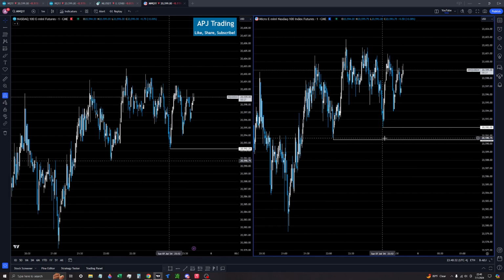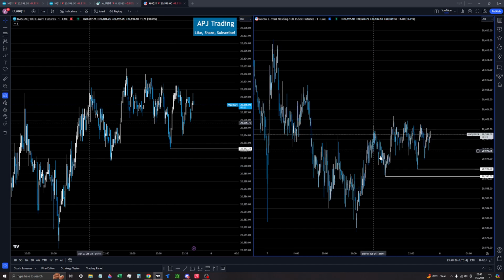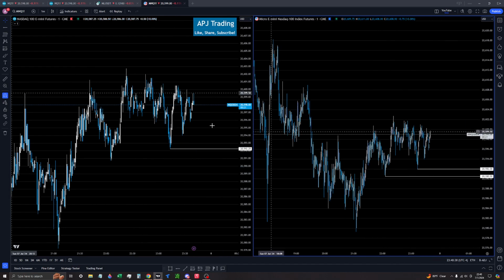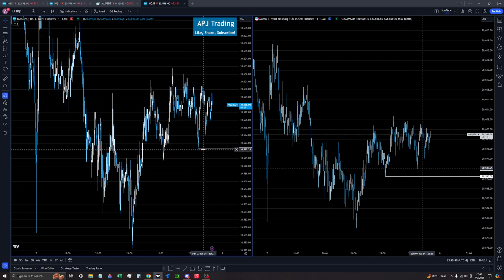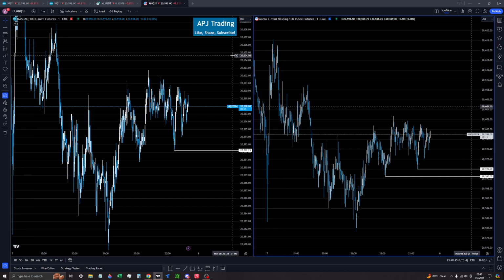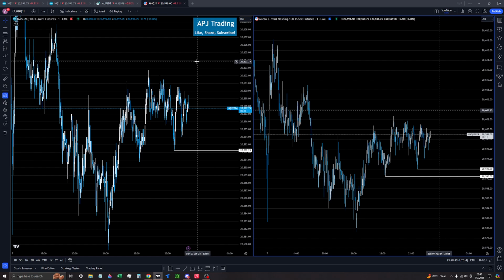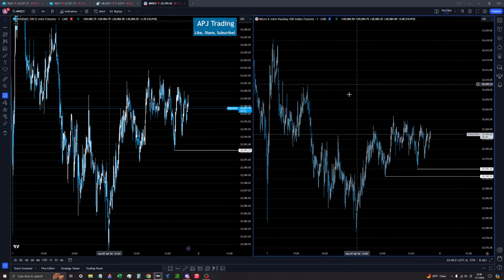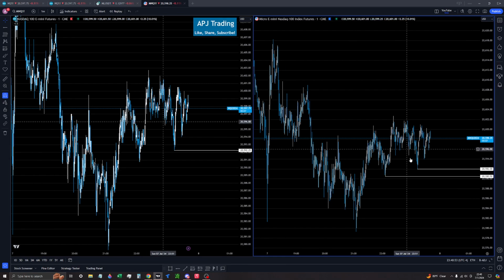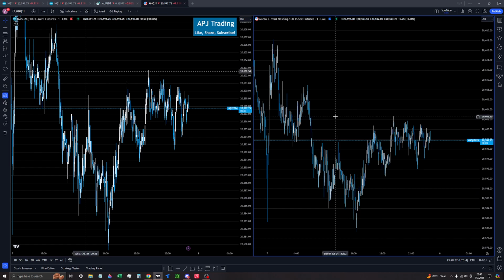So definitely more in commissions for a micro, but again, you're probably going to be scaling out. You're probably holding your position for a bit longer than you would be with a mini. But those are the differences, guys. If you kind of skipped ahead, a micro is a tenth of the size of a mini. That is the only difference. They move the same, the same algorithms control them, and both are extremely liquid.